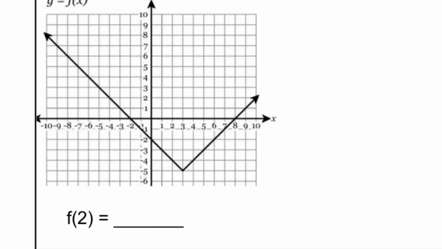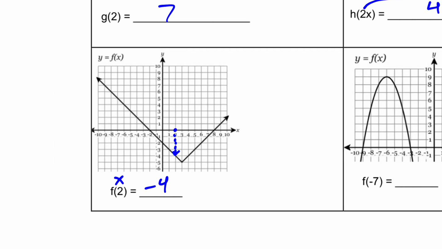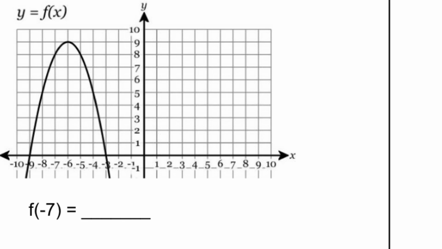On this graph, to find f of 2, remember that's your x, so we look here on the x-axis, and we follow down to see our output, which is negative 4. If negative 7 is our x value, we follow up, and we look for our output, which is 8.